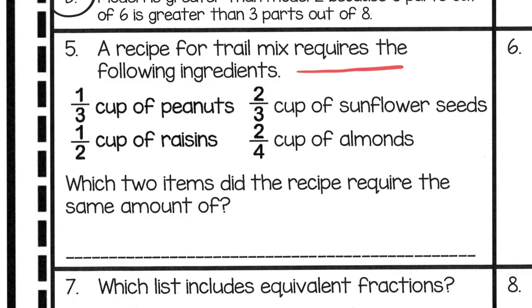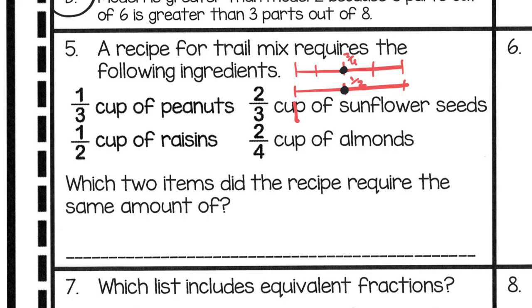If this were a number line, and I cut this into 4 equal pieces, and I cut this into 2 equal pieces, this would be 2 out of 4, and this would be 1 out of 2. So this one would be 2/4, and this would be 1/2. Those look pretty similar. They really do.